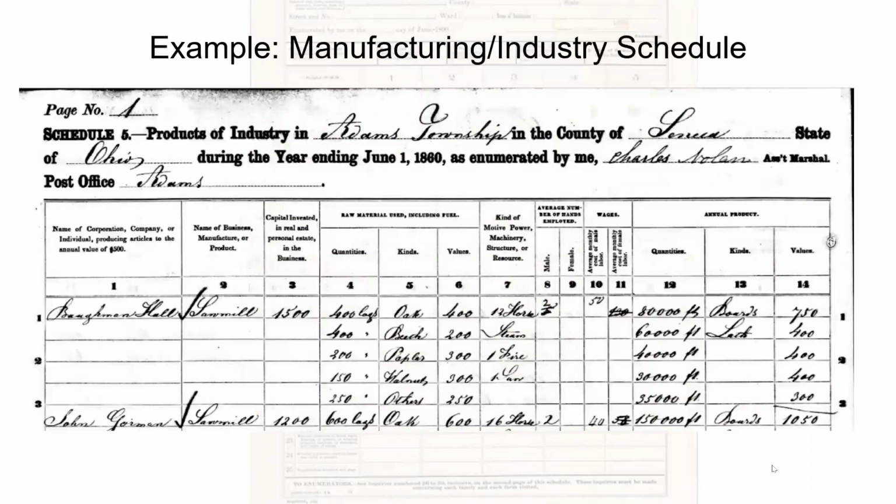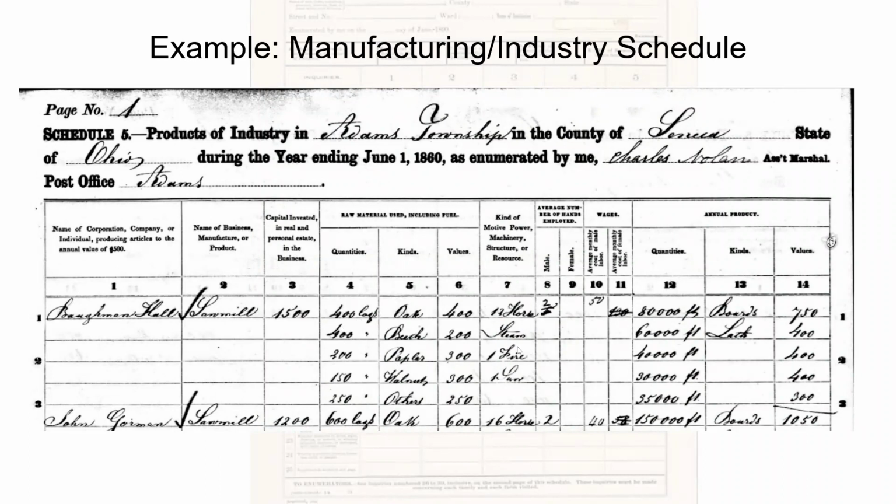So let's look at a couple of these schedules. This is a manufacturing and industry schedule. As you can see, it's got the name of the corporation, what they did, how much they made, the quantities. So they made logs, what kind of logs, and how much was that worth?